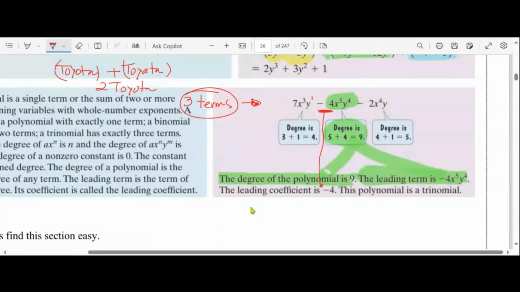What's -4? So we are playing with this one. Why? Because first, the degree is the highest. When the degree is the highest, then we say the leading term is this one. And then we can say the leading coefficient is this one. Is this clear? Now, this is just only a summary.